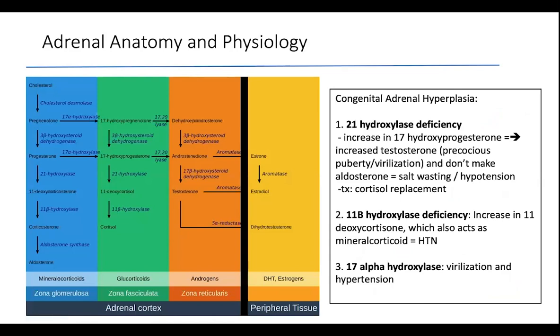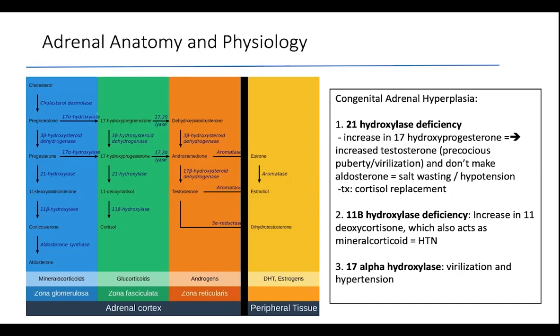Continuing with some physiology in terms of congenital adrenal hyperplasia. I won't go into the whole pathway here from cholesterol conversion, but the key ones to remember for congenital adrenal hyperplasia are these three deficiencies. So 21 hydroxylase deficiency, you're going to get an increase in 17 hydroxyprogesterone. So this is going to lead to increased testosterone, precocious puberty, and a lack of aldosterone production, leading to salt wasting.